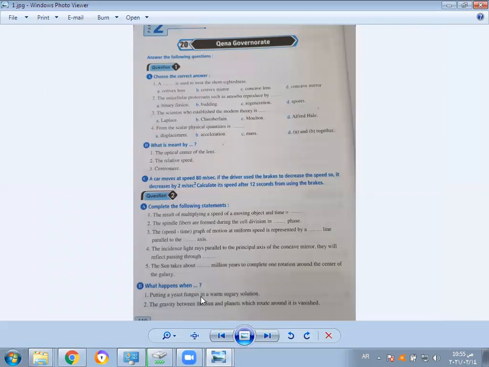Number two, what happens when the gravity between the sun and planets which rotate around it is vanished? The result can be that the solar system will be destroyed or disappear. There will not be a solar system. All planets will move freely in space.